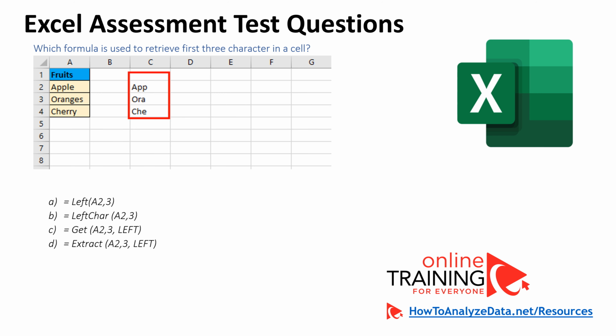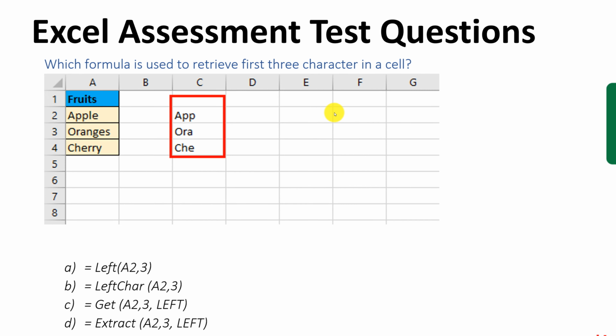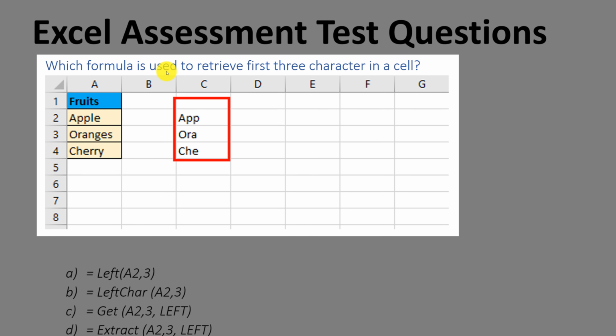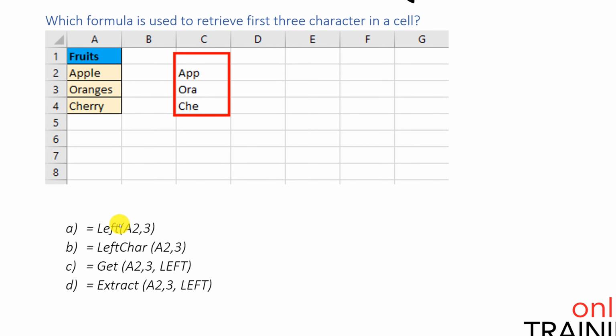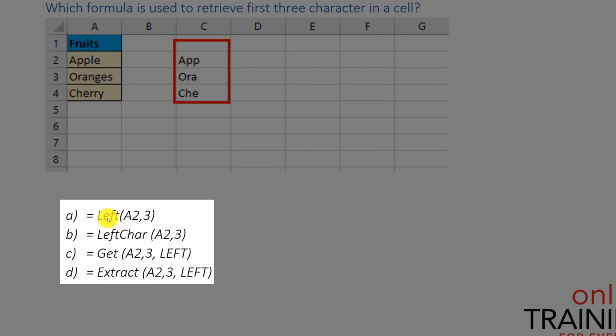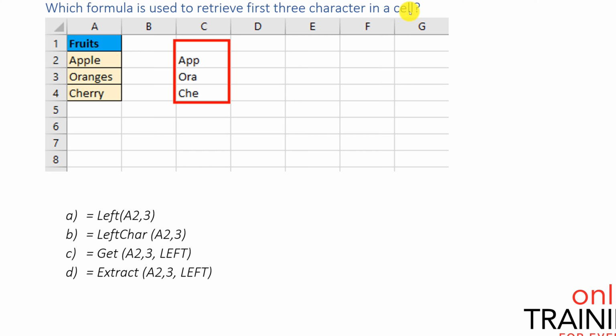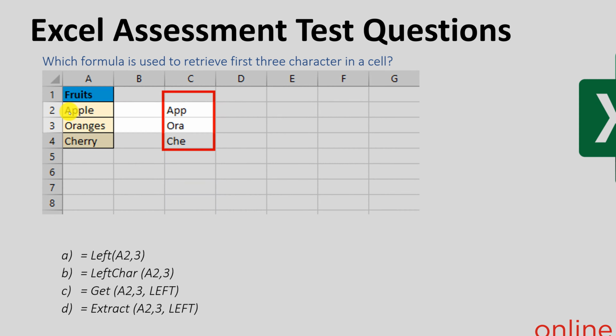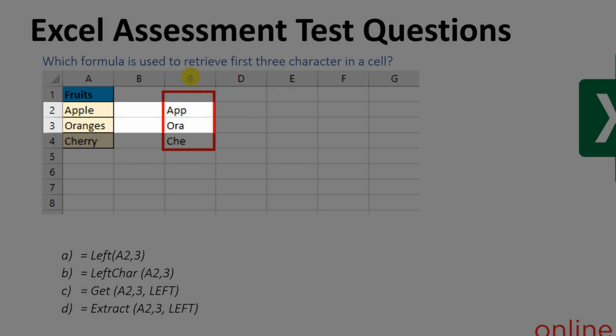Very frequently, you are being tested on your knowledge of Excel formulas. And this is one of those questions, where you will be asked which formula is used to retrieve the first 3 characters in a cell. And you're given 4 different choices: LEFT, LEFTCHAR, GET, and EXTRACT. So what does it mean, first 3 characters in a cell? It means that it's probably going to be on the left side. So for a sample of apple, you see in column C, where the values are highlighted, the first 3 characters would represent APP. For orange, it would be ORA.